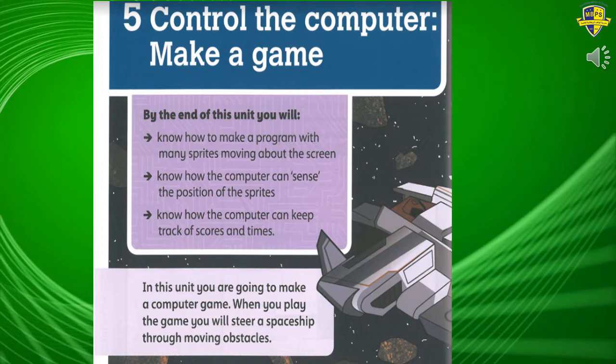Let's see what's there for us in the next box. In this unit, you are going to make a computer program. When you play the game, you will steer a spaceship through moving obstacles. So that means we are going to choose a sprite that is a spaceship, and we are going to play in a galaxy with a spaceship that is running or having a race between two spaceships. It depends on what scenario we are going to make in our upcoming lessons.